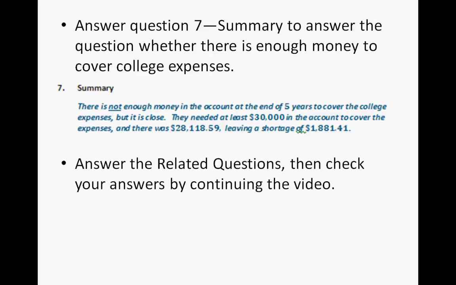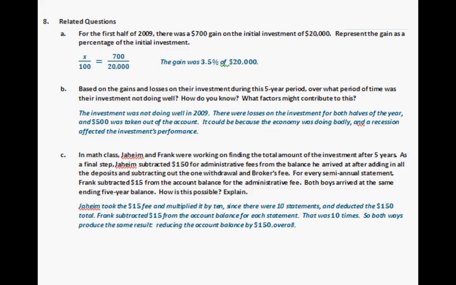So now answer the related questions, then check your answers by continuing the video. All right, so you should have answered the following questions. Let's see how you did. For the first half of 2009, there was a $700 gain on the initial investment. Represent the gain as a percentage of the initial investment.